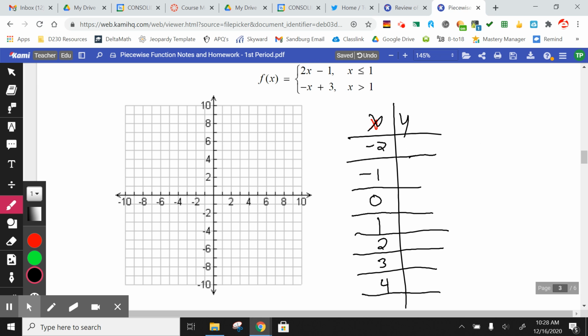So if I want f of -2, doesn't x equals -2 satisfy this first inequality, that it's less than or equal to 1? So I'm going to plug -2 into this first one. I would do 2 times -2 minus 1, and we would get a value of -5. All right, so plot that point, -2, -5.